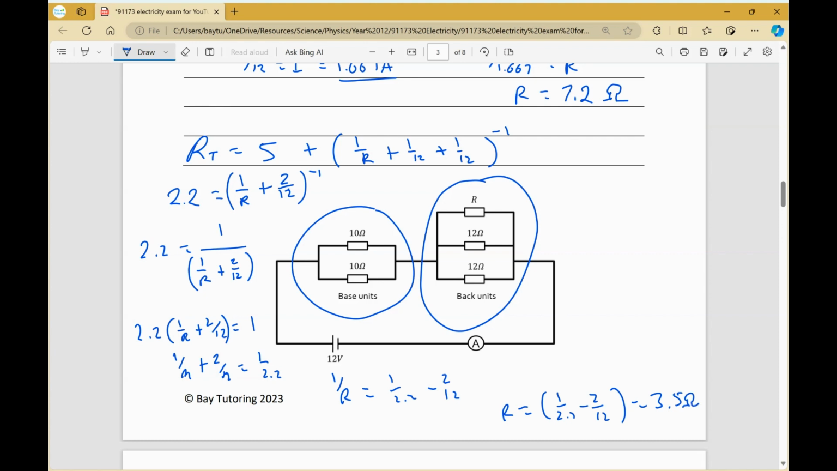Now be pleased to know that's an excellence question. So for achieved, you found the current. For merit, total resistance. And then for excellence, the resistance that we were asked for there. And that concludes question 1.